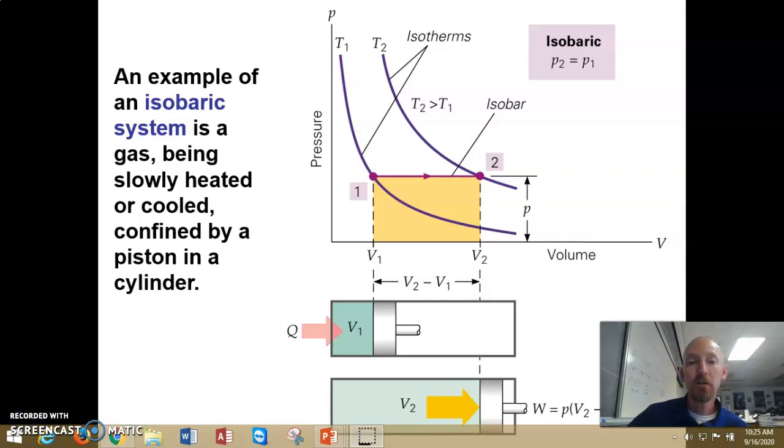Isobaric is where pressure doesn't change. Here's your isobar right here. It's that flat line. So we could ask you questions about going from state 1 to state 2 or back. Your volume changes, right? And this is where the piston can move, right? Volume will change. You either get negative or positive work, depending on which way you go. You input heat to the gas and it can expand, right? But pressure stays constant.